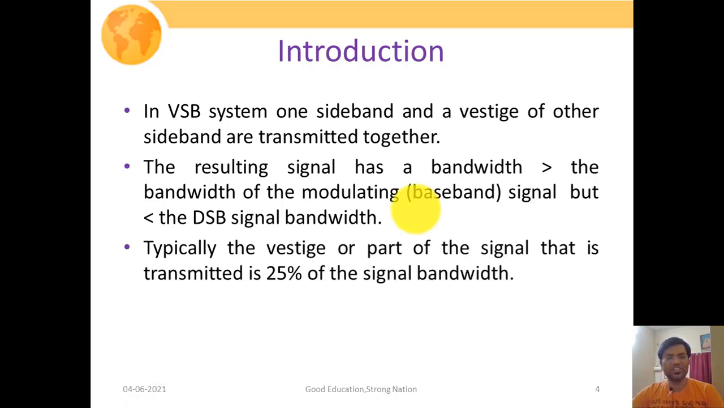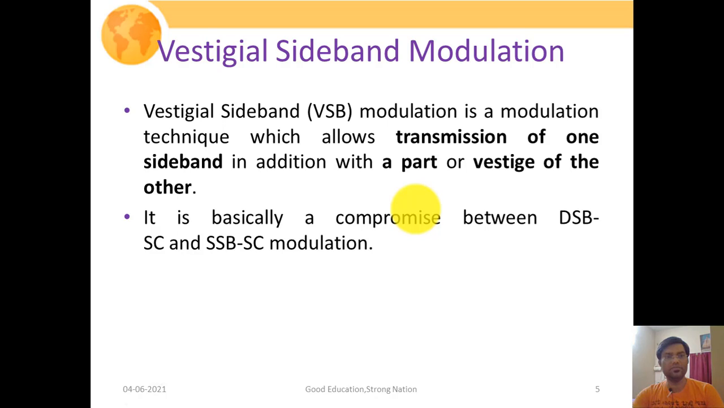So typically the vestige, or the portion of the signal that is transmitted, is around 25% of the signal bandwidth. So one complete sideband and one quarter of the other sideband we are basically transmitting as a vestige, or the portion of the other sideband. So vestigial sideband modulation is a modulation technique which allows us the transmission of one sideband in addition with the part or vestige of the other. This is what we have discussed so far about vestigial sideband modulation.